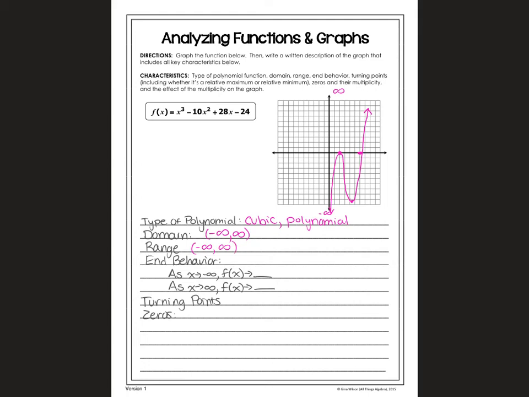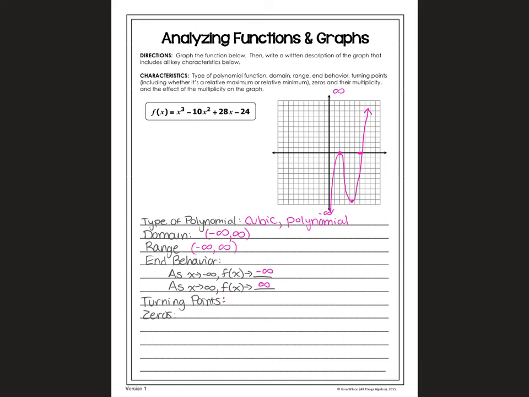Your end behavior, as x goes to negative infinity, which means to the left, where is the graph going? Well, on the left, this graph is going down towards negative infinity. As x goes to positive infinity, to the right, where is the graph going? It's going up towards positive infinity.